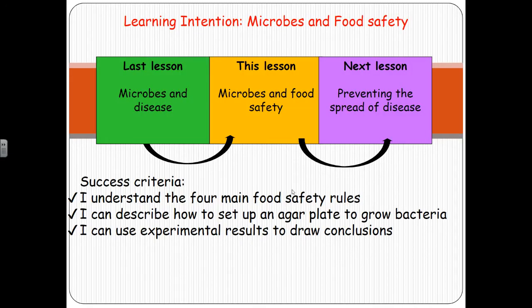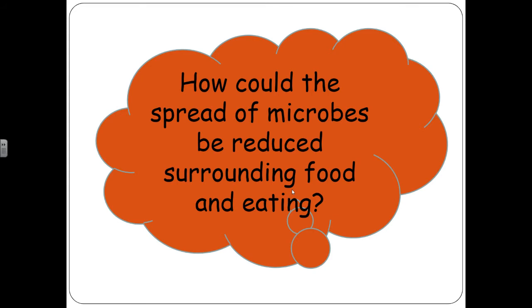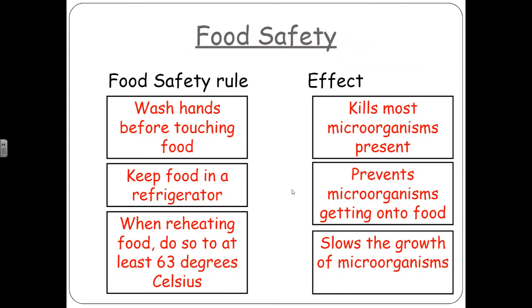There you go. We're now going to look at preventing the spread of disease. So we'll look at a bit of food safety. We should wash our hands before touching food. This prevents microbes getting into our food. We should keep food in the refrigerator. It slows microbial growth. And when reheating food, we should do so at least 63 degrees Celsius.